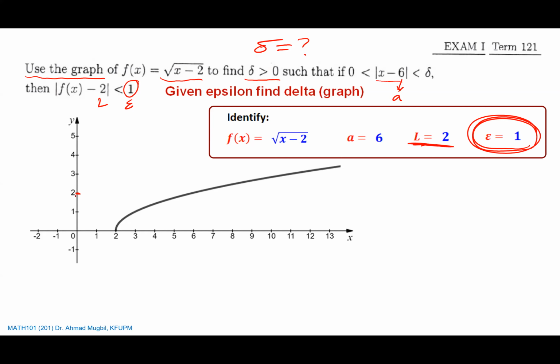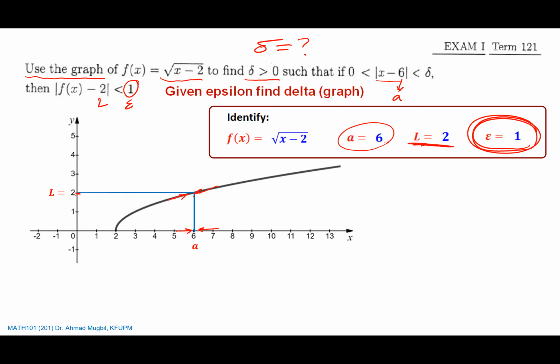Here it is. L is 2. And I will determine the corresponding x value. What will it be? What do you think? It should be 6. It should be the x. When x approaches 6, the graph should approach 2. Now you can find it from the graph.